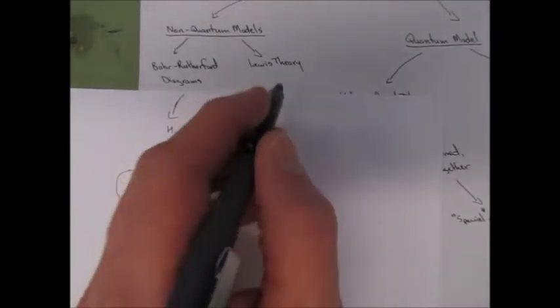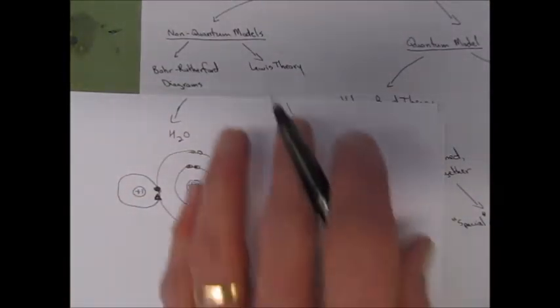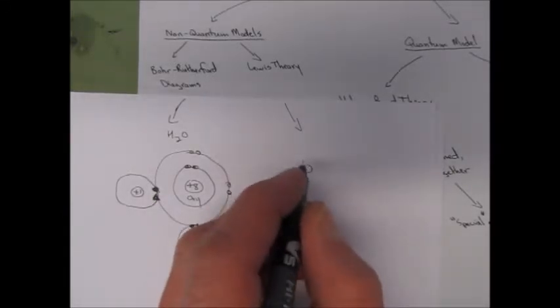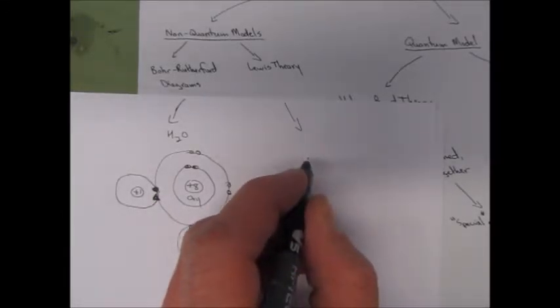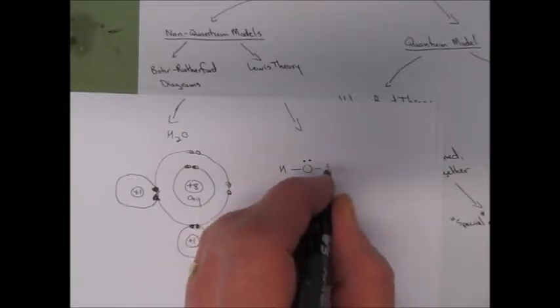But the dots. So Lewis theory, I'm not going to bother going through counting up all the electrons, but for instance, H2O, one of the classic diagrams would be something like this, right? So that is a Lewis structure. So I want to make one thing clear.